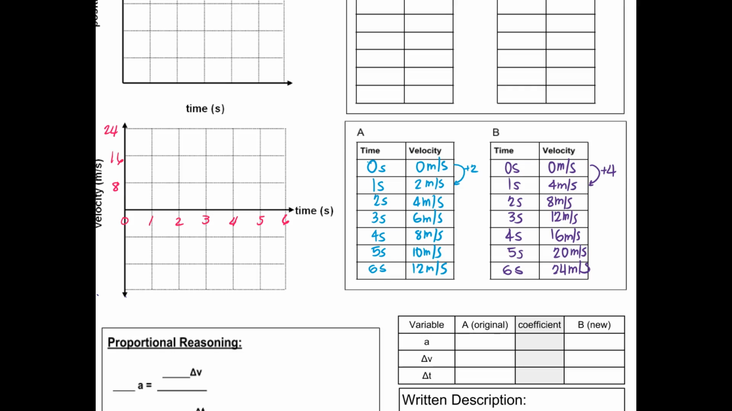So for graph A, we start at 0 seconds, 0 meters per second. At 1 second, it becomes 2, then 4, then 6, then 8. So at 4 seconds, it's at 8. And then 5 seconds, it's at 10. 6 seconds, it's at 12. So I'll just say maybe it's about here. Okay, and I'm going to make a straight line there.